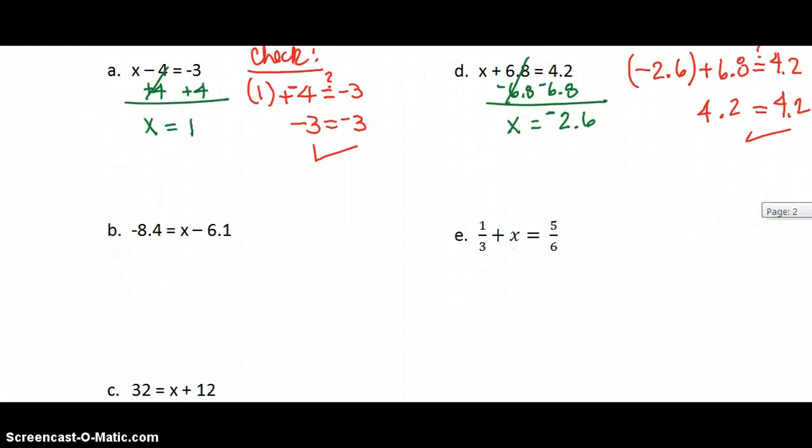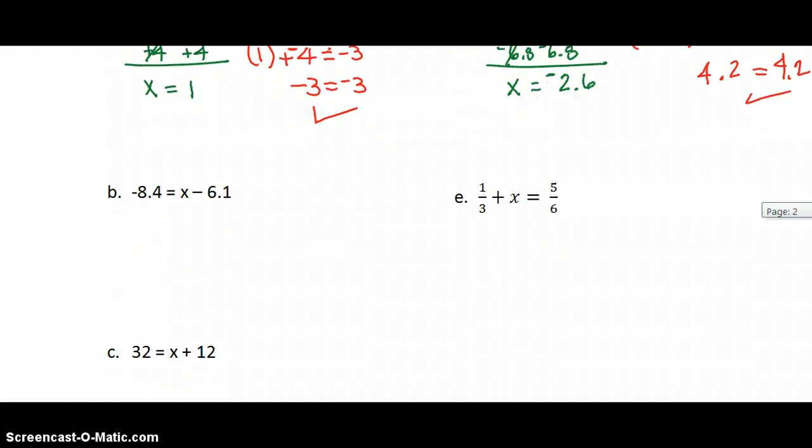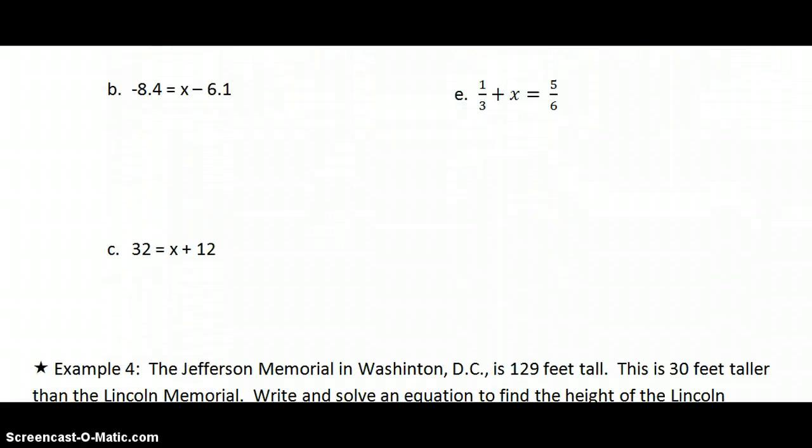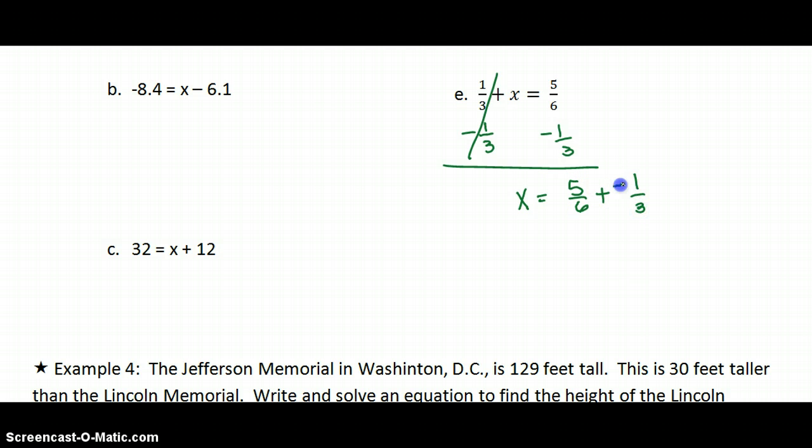Alright, I'm going to let you do B and C, but I'll do E with you, because I know everybody loves a good fraction problem. Ha ha ha. So I'm subtracting 1/3 from both sides. Oh no, we're going to have to subtract fractions. And how do we subtract fractions? It's the same thing as adding a negative fraction. And I hope you remember, because we just finished that in chapter 3, we need a common denominator.